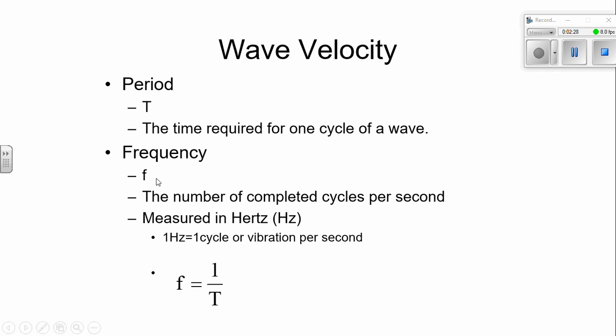Frequency has an inverse relationship. In fact, it's the reciprocal of period. Frequency is how many times per second this cycle repeats. It is measured in cycles per second, otherwise known as hertz. If I were to clap 10 times per second, that would be a frequency of 10 hertz. So f is 1 over T, and T is 1 over f. They are reciprocals of each other.